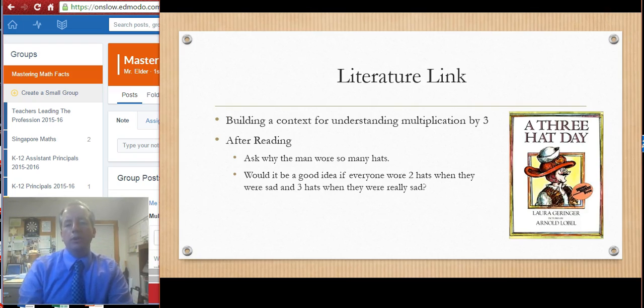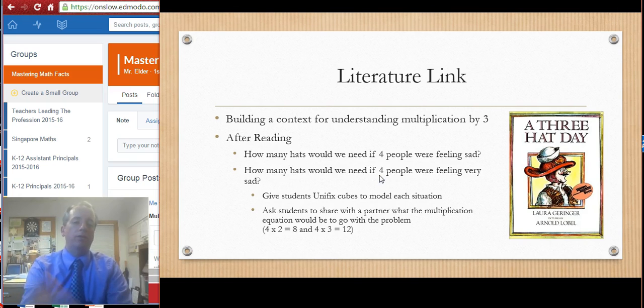And so we would certainly want to make sure that our kids were building this context for understanding multiplication by threes, and we'd check, why did he wear so many hats? When did he wear two hats? When did he wear three hats? And hopefully they recognized that early on that three-hat day was just a very, very sad day for him. And a two-hat day was kind of sad, so we might infer then that a one-hat day or no hat day was a happy day, right? So we might build upon that and say, well, how many hats would we need if four people were feeling sad? What if four people were feeling very sad?